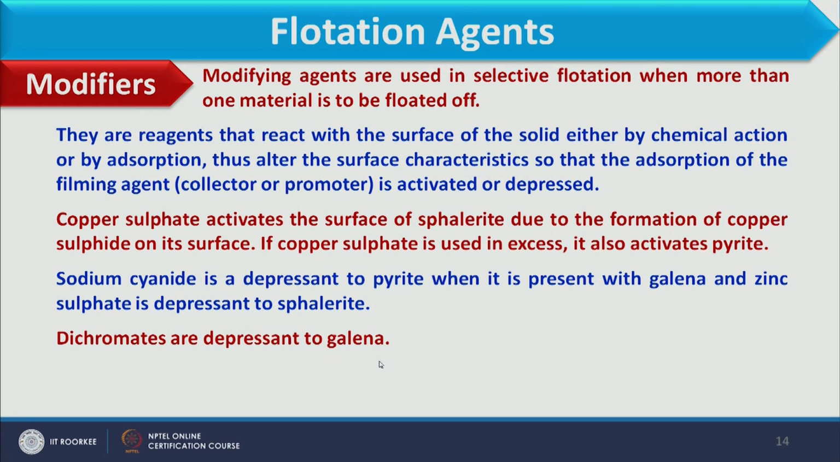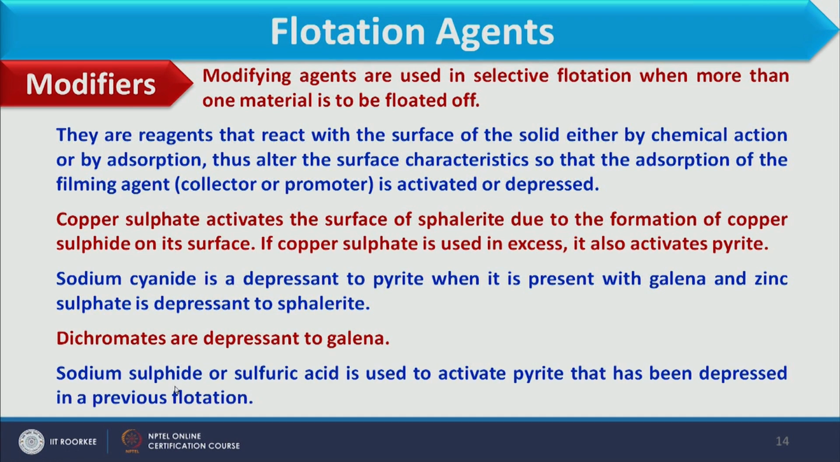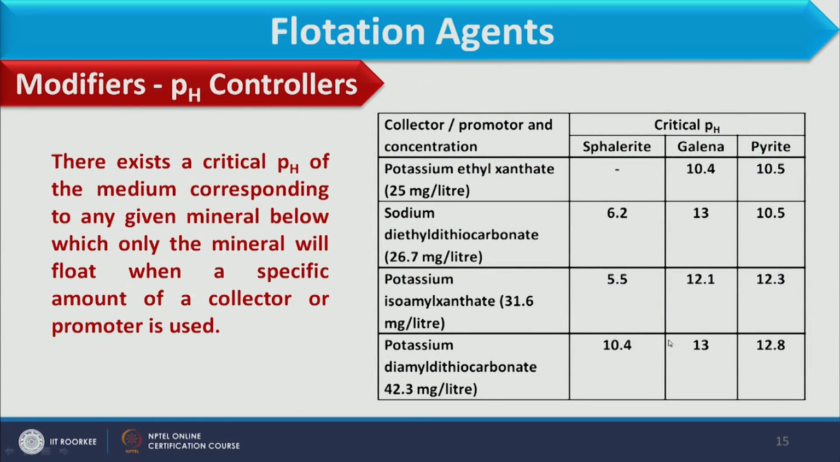Further, dichromates are depressant to galena. Sodium sulfide or sulfuric acid is used to activate pyrite that has been depressed in the previous flotation. If I am using pyrite with galena and sphalerite, we can use sodium cyanide to depress pyrite. So, galena should be floated off, and then pyrite, because we have already depressed it, should be activated by adding sodium sulfide. So, this way modifiers work.